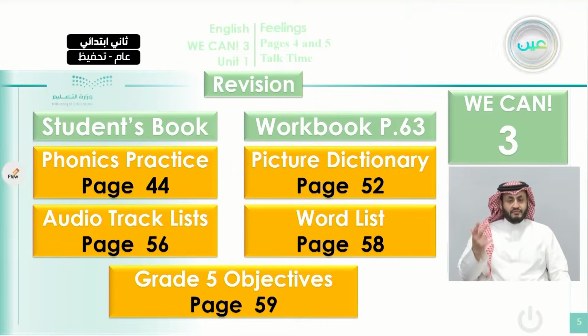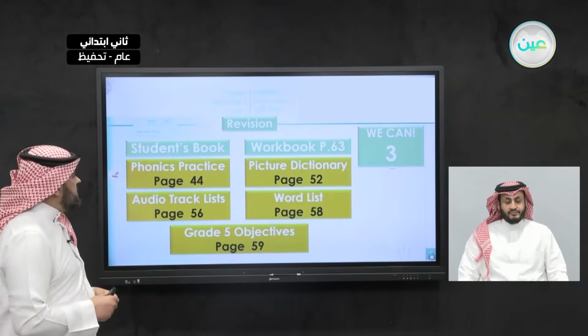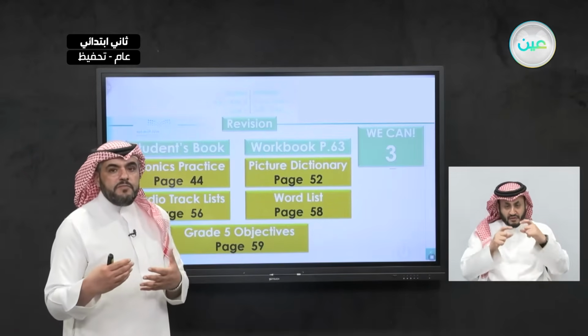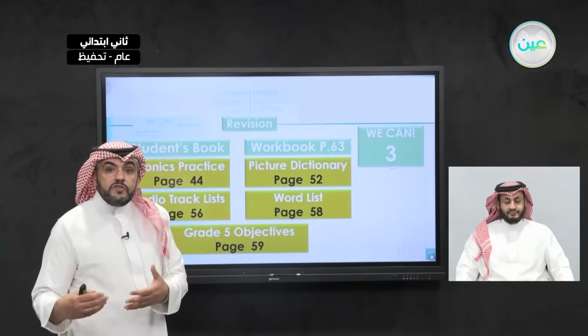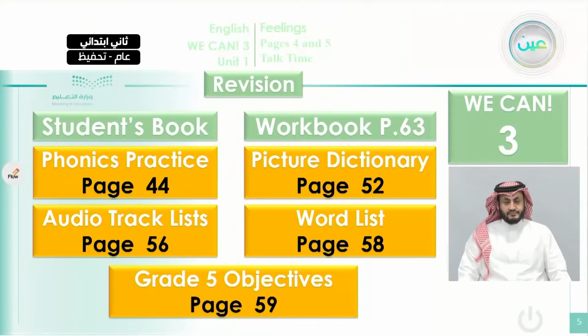Between the student's book and the workbook, there are some sections. These are the 5 sections. You can see them on the board here. Phonics Practice, where you can practice pronouncing words correctly and saying the letters, and also how to write the words and how to pronounce them. In the second section, which is about picture dictionary, you have some words with pictures that can tell you what these words are, or what they mean through pictures.